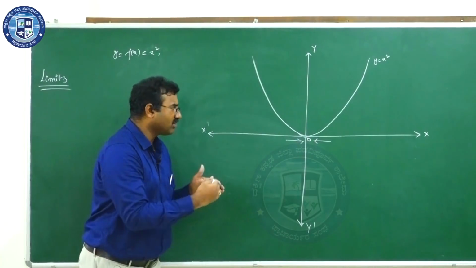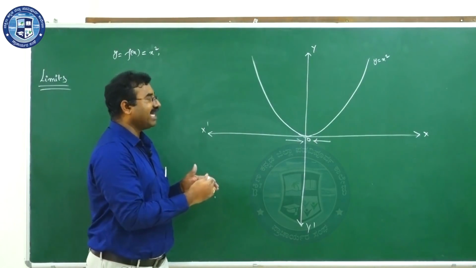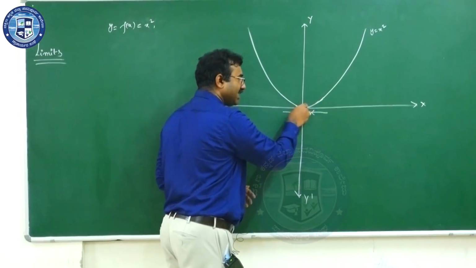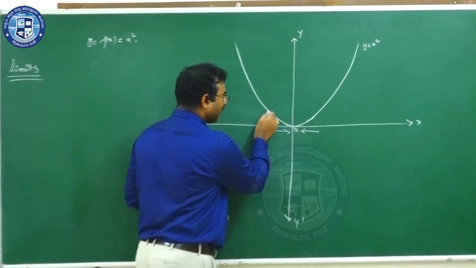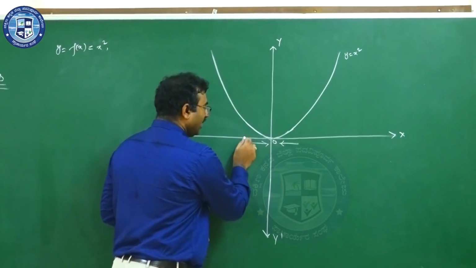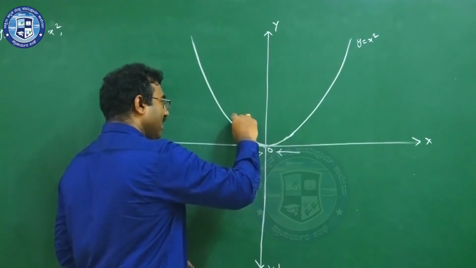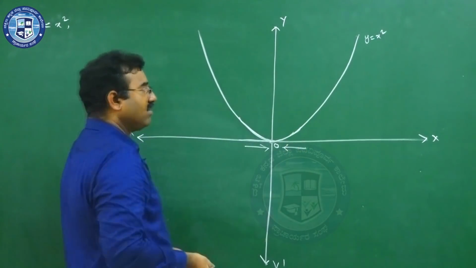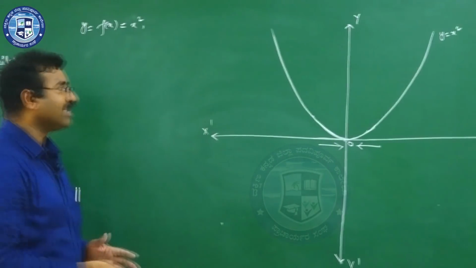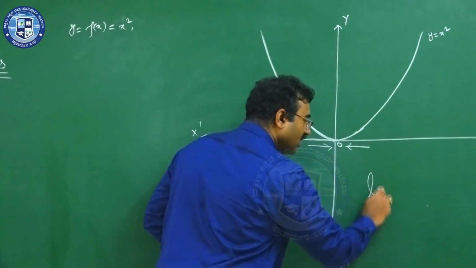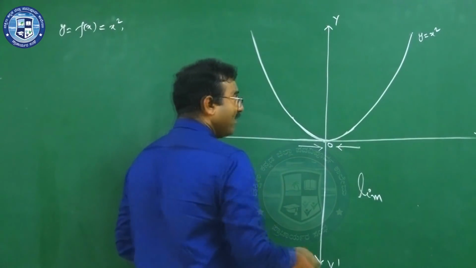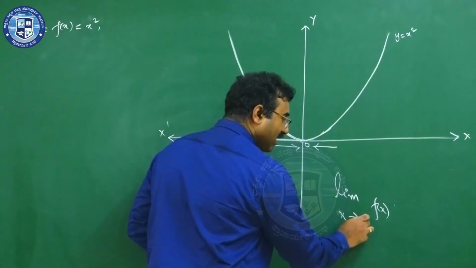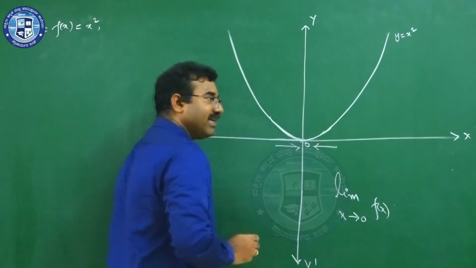When you are coming close to 0, what do you observe? The x square is also coming close to 0. From this side also, see that. Whenever x is coming close to 0 from the left side, the x square is also coming close to 0. Right? So that means what we can say is, this is the limit. The limit of f(x), when x is coming close to 0, is coming close to 0.